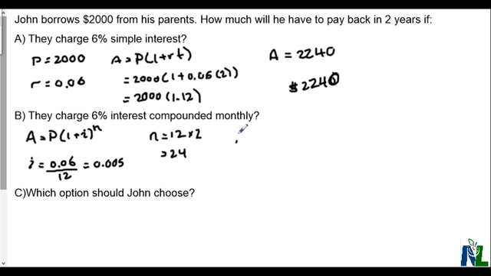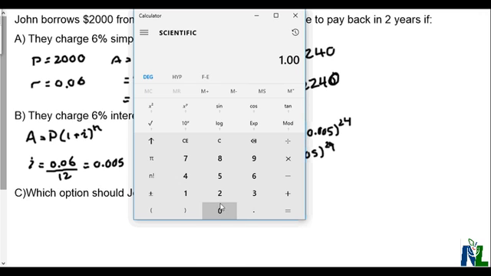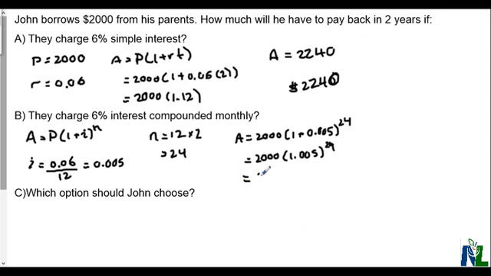So using that function, we have A equals $2,000 borrowed multiplied by 1 plus 0.005 to the 24, which is going to be 2,000 times 1.005 to the 24. So let's get my calculator. 1.005 to the exponent 24. And we're going to multiply that by 2,000. So we have to pay back $2,254.32.